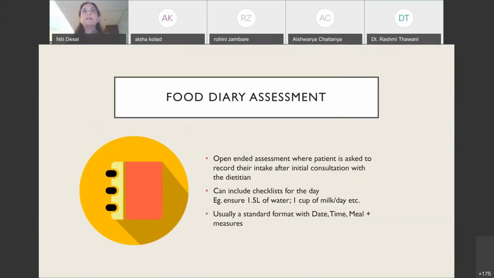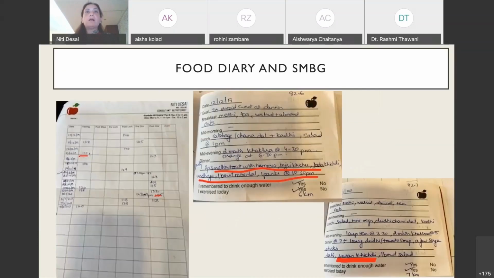The third method is the food diary assessment, which we often use more for evaluation. We've done the dietary recall, we've given them a nutrition prescription, and now we need to evaluate it over time. This would be a very good assessment tool, which I use all the time. Here, of course, the meals are split up and the patients are asked to enter. The patient is also given a checklist as to whether they're drinking enough water, and are they exercising daily.